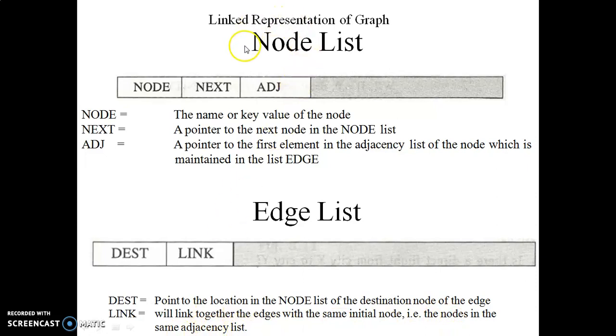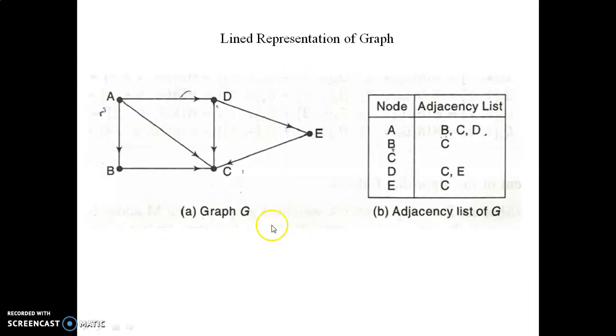Now we will understand this node list and edge list, and how to write them down, considering the previous example. I have this previous example over here. This is the directed graph and its adjacency list, where the different nodes are there and the adjacency list is there. Now to represent this using a link representation, let us consider the first node A and its adjacency list as B, C, and D. Let's see how to write this node A and adjacency list as B, C, and D.